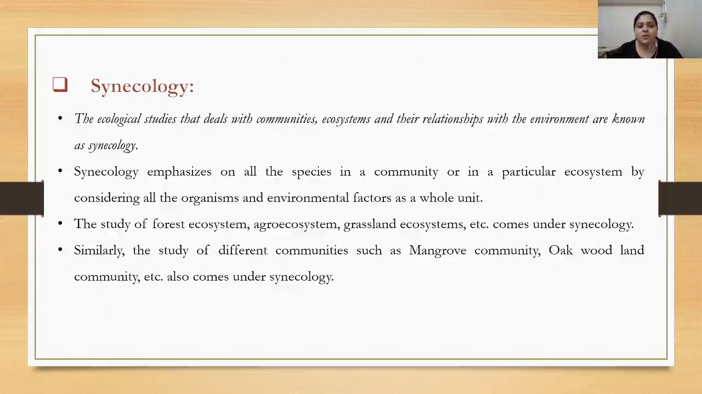So, synecology emphasizes all the species that are present in a community or a particular ecosystem, by considering all the organisms and environmental factors as a whole unit. As in autecology, what we studied focuses on a single species, but in the case of synecology, it focuses on all the species that are present in a community or in a particular environment.